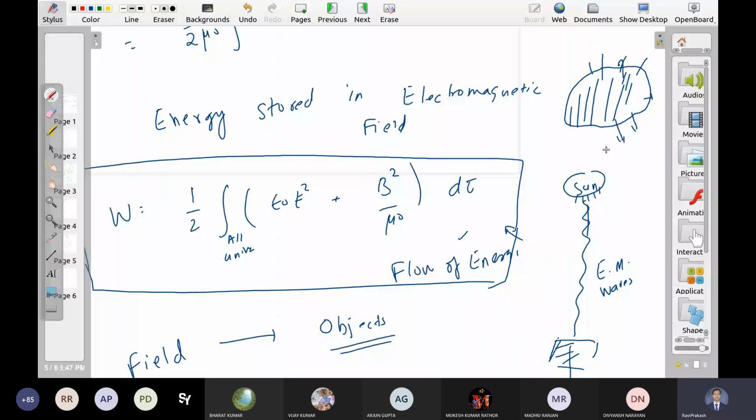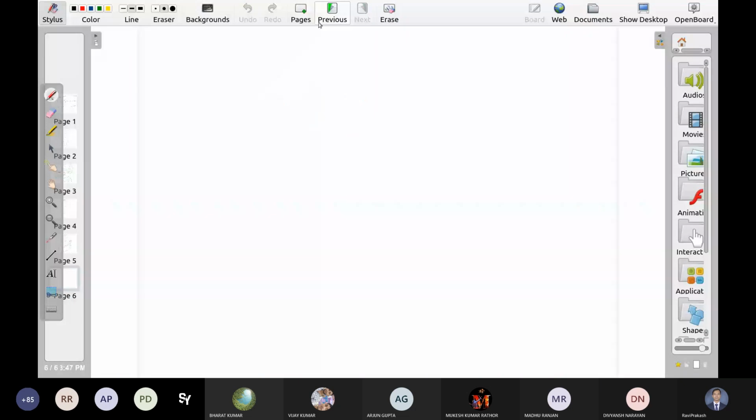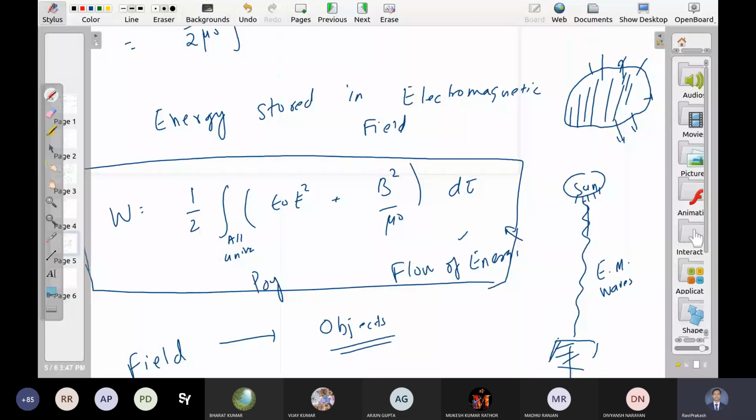Have you heard this word before? सुना है पहले? What word, sir? Pointing vector. Yes, sir. I think सुना है. So this vector is somewhere related to this, and this vector simply tells how much is the energy flow for electromagnetic waves.